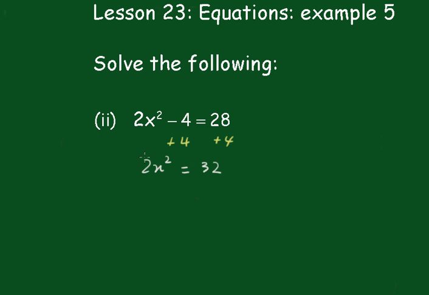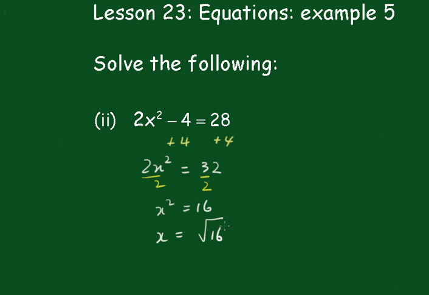Now I'm going to divide both sides by 2. And I'll get x squared is equal to 16. Now, to work out what x is, we'll take the square root to both sides. So x equals the square root of 16. And this is where the problem comes in.